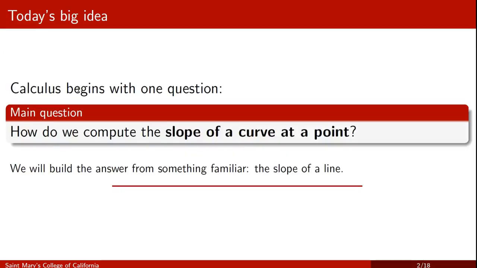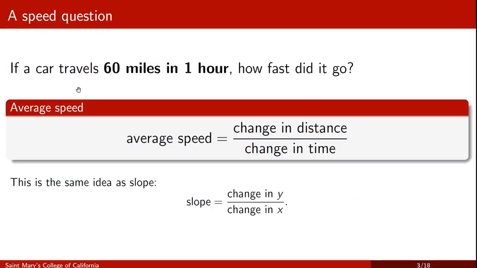So a big chunk of calculus deals with one fairly simple question. How do we compute the slope of a curve, so not necessarily a straight line, but a curve, at a point? To build up that answer, we're going to look at the slope that we do know, the slope of a straight line. So we start with the slope of a straight line and try to get from that to a curve.